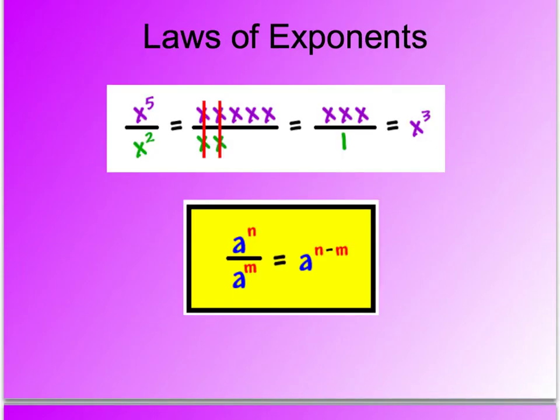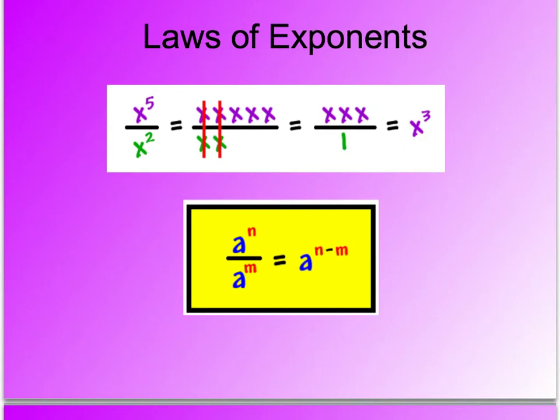The next law concerns division of exponents. In this particular example, I have x to the 5th over x squared. So x to the 5th means I have 5 x's in the numerator. X squared means I have 2 x's in the denominator. Now, anytime I have something divided by the same something, I know that's equal to 1. This is why I can cross these two things out, with 3 x's left in the numerator that I write as x to the 3rd.